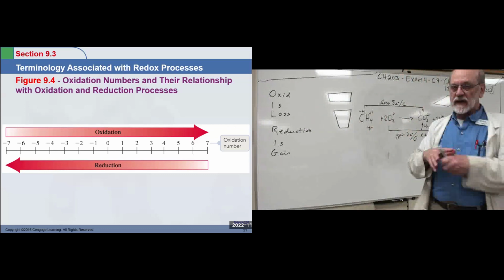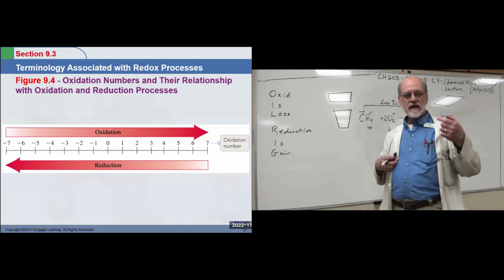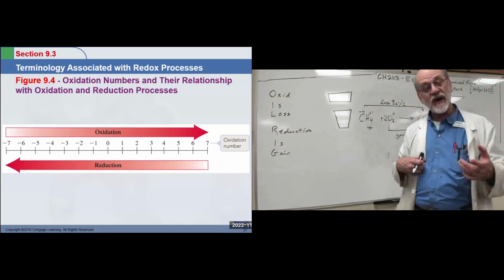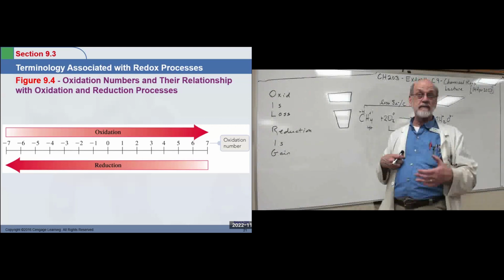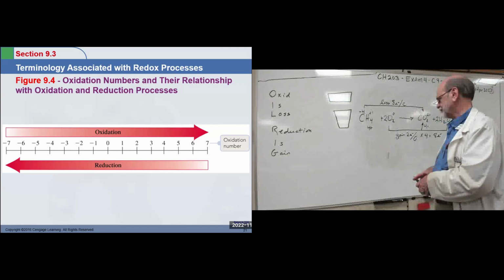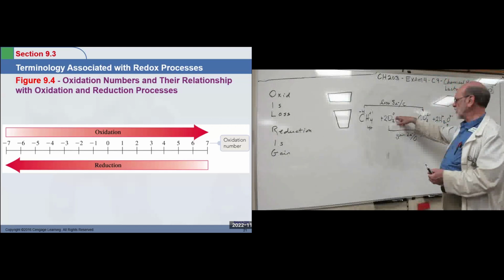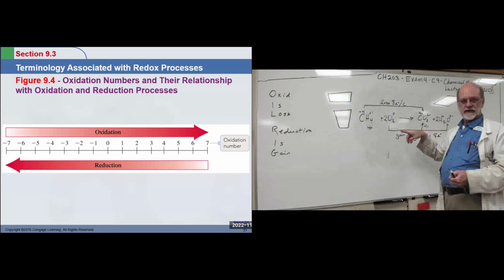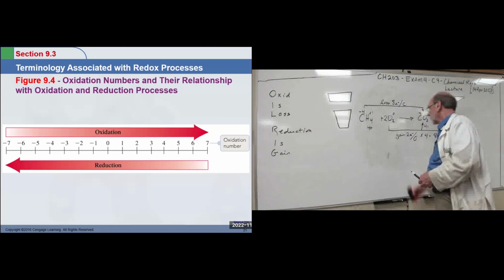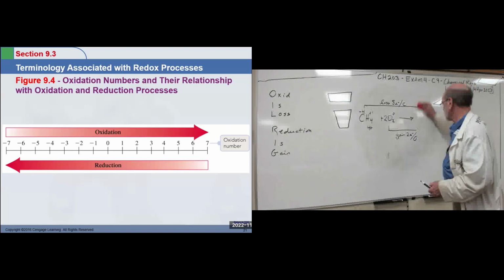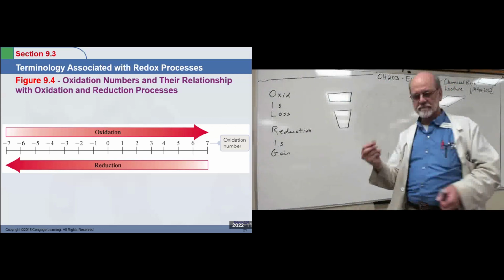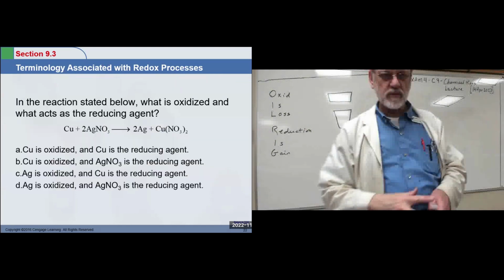Back to the slide. The reduction is a decrease in oxidation number. So if it starts off positive, it could be less positive, or it could be more negative eventually. And there are other examples for that. In this case, oxygen went from 0 to 2 minus. So it went more negative from neutrality. Okay. So let's go to the next one.